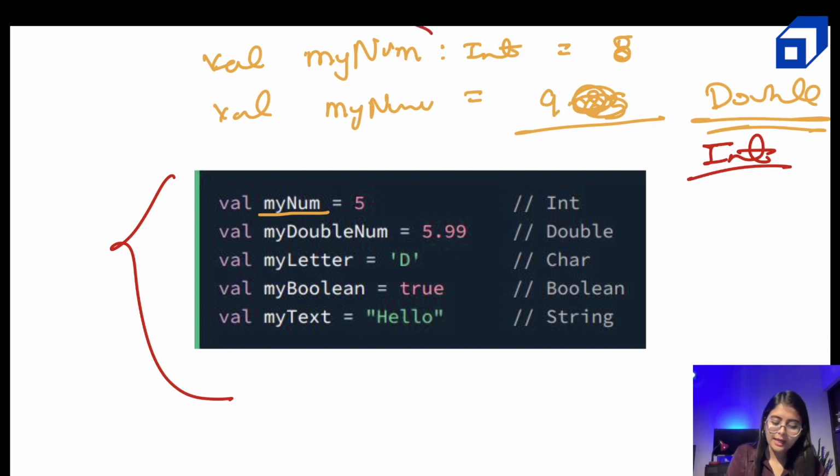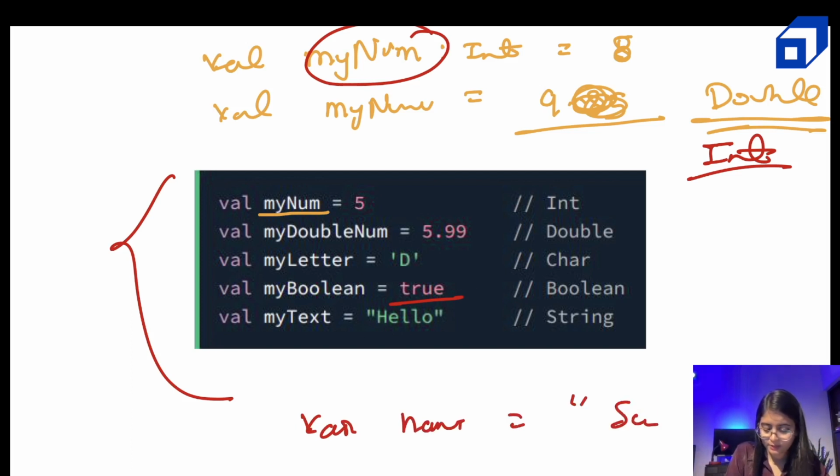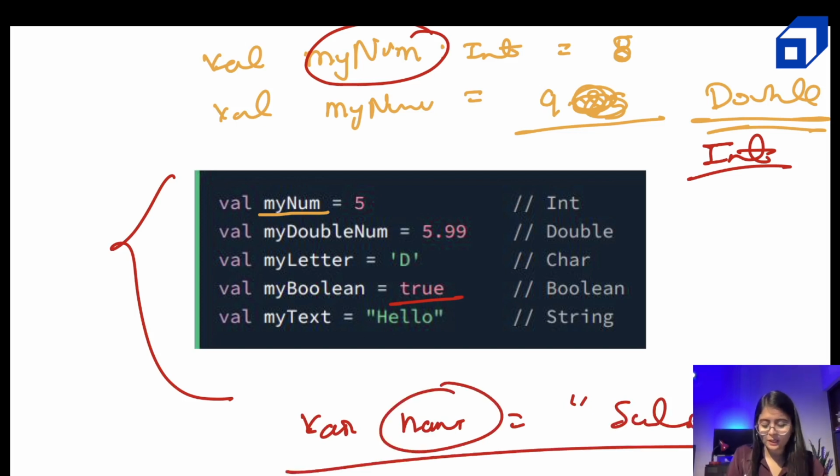If you are giving a value to a variable which is true or false, then the type of the data is obviously boolean. If it is a string, like maybe my name, let's say name is equal to Saumya, then obviously we know that the data type of this variable name is a string. It's not a character, because strings are always in double quotes, remember.